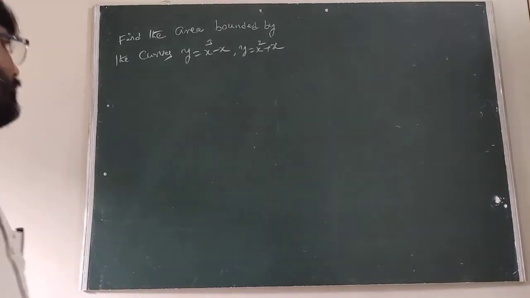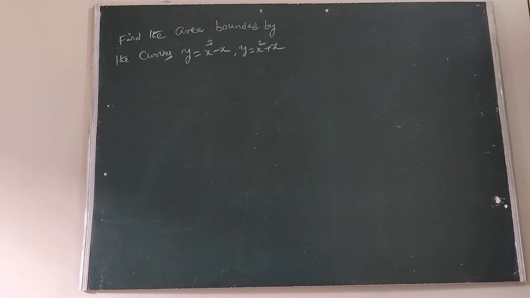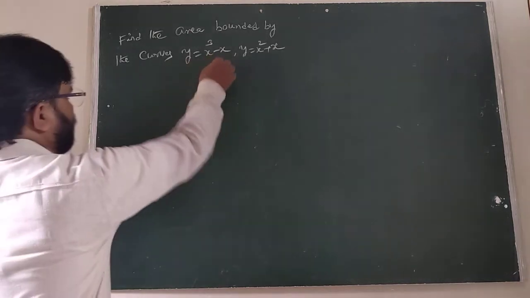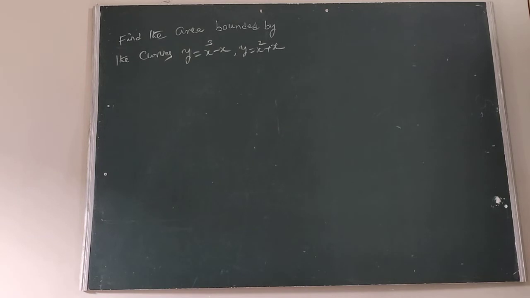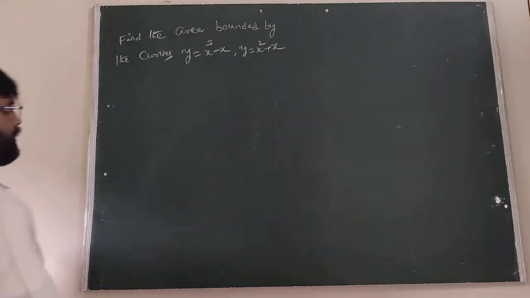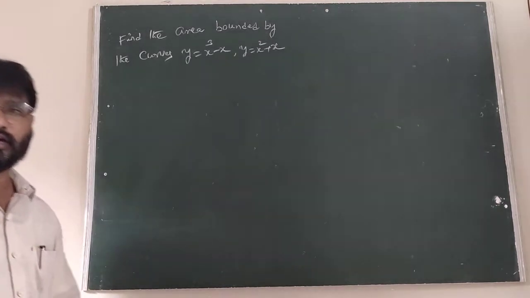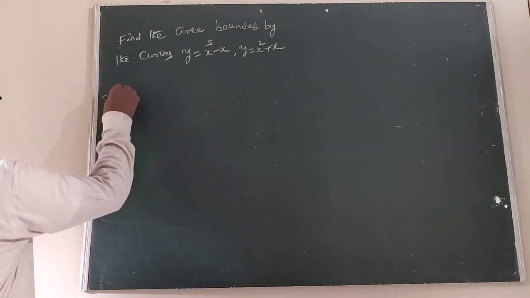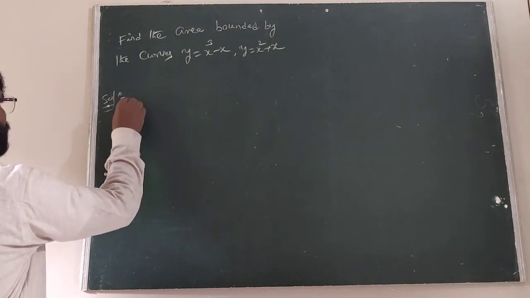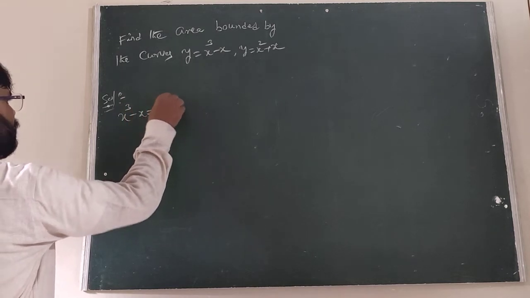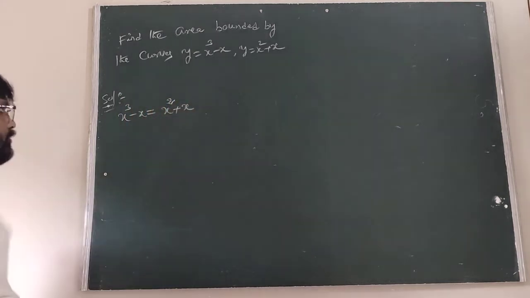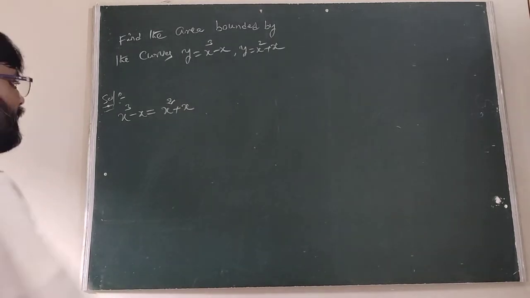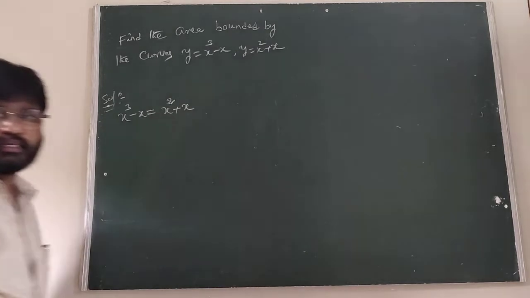Dear students, the area bounded by the curves y equal to x cube minus x and y equal to x square plus x. Please observe here. First we find the points of intersection, the boundaries of the given curves. That is x cube minus x equal to x square plus x.